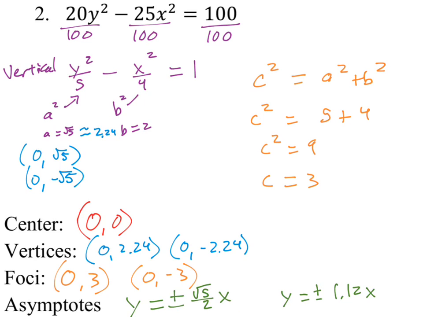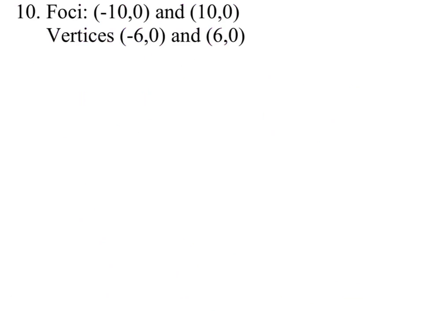Let's do one more from the next section, where you're given these things and you have to write the equation for it. I chose this one on purpose because this one is a horizontal one, right? You get halfway between your vertices, and you get 0, 0 again. You do need to have your center.